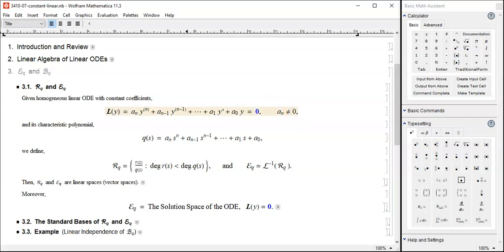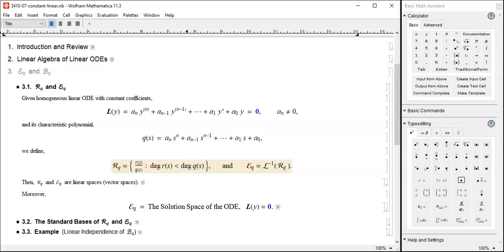We begin with a homogeneous linear ODE with constant coefficients and its characteristic polynomial. And we define the sets RQ and EQ. We define RQ as the set of all proper rational expressions whose denominator is Q of S, the characteristic polynomial. Here, proper rational means the degree of the numerator is less than the degree of the denominator. It turns out RQ is a linear space, and indeed we proved it.